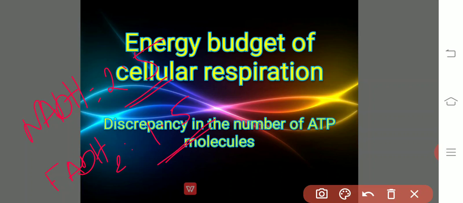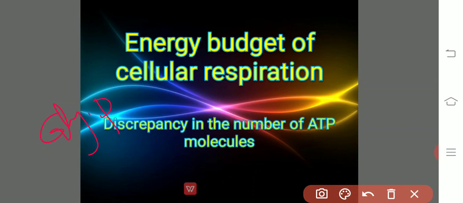And one more thing: the pair of electrons released from glycolysis, in order to reach the electron transport system of mitochondria, use different kinds of shuttle systems in different cells. For example, if they are transported to FAD, they use the glycerol phosphate shuttle.